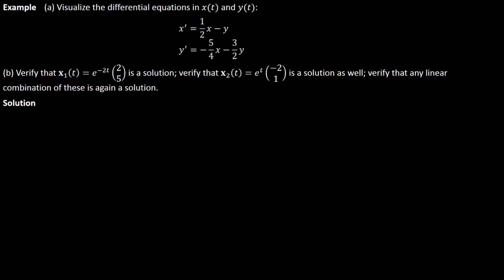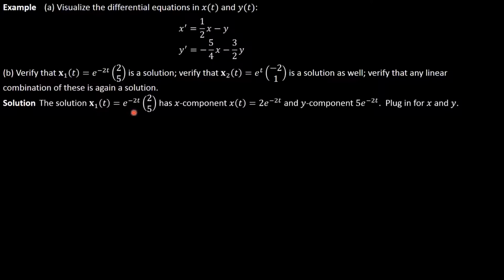Now we're going to verify algebraically that these are indeed solutions. So look at this first solution, for example. x1 of t is e to the minus 2t times the vector 2, 5. So this is the x component, and this is the y component. Plug those in for x and y here. And you get, so this is the derivative of x. I plugged in x here, I plugged in y here. And that is true. If you do the arithmetic, it is definitely true.